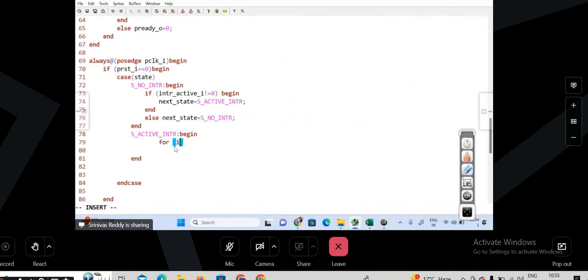Now to check this, I need to write like this: if flag is equal to 1, begin. Then once I do this, after checking this highest priority, let us make flag 0. Then I'm going to end this. Do you understand? Else begin, else begin end.